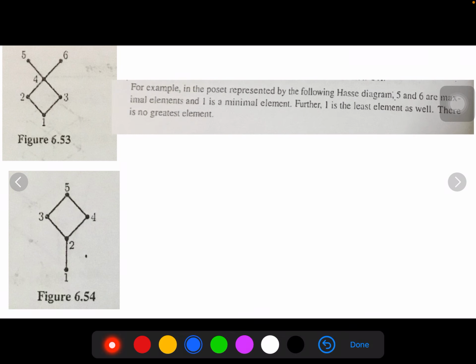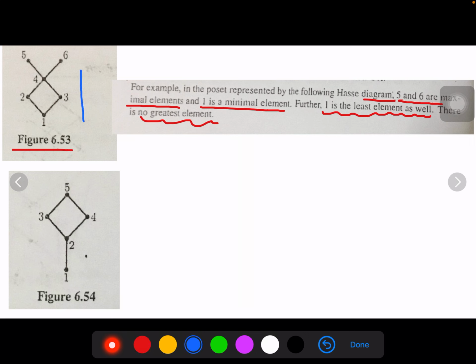The first one is figure 1. Look at figure 1. For example, consider the poset represented by the following Hasse diagram. Here 5 and 6 are the maximal elements. 1 is the minimal element. Further, 1 becomes the least element and there is no greatest element. That has been already done. We will understand how it is.